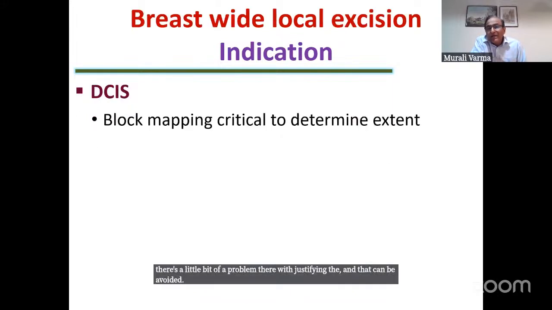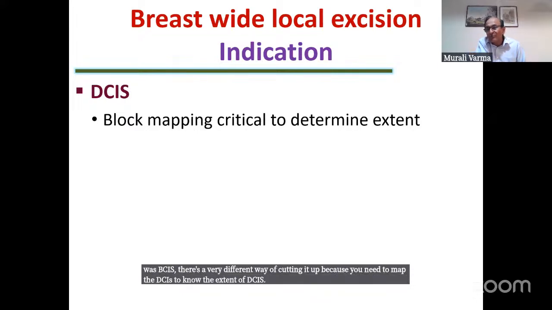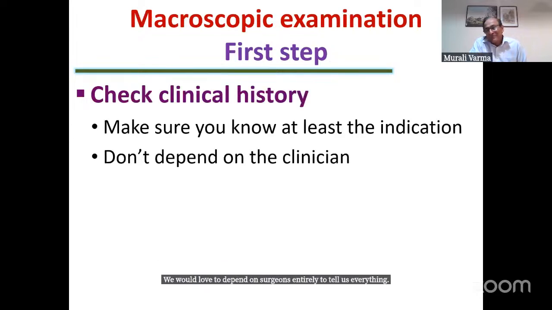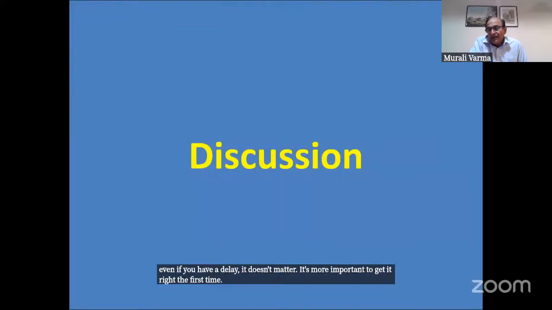In the same way, if the indication for the wide local excision was DCIS, there's a very different way of cutting it up, because you need to map the DCIS to know its extent. That you need to know beforehand. We would love to depend on surgeons entirely to tell us everything, but make sure that you know. Don't depend entirely on the clinician. If you've got the slightest doubt as to what the indication for the surgery was, either check the notes or, if necessary, make a phone call. Even if you have a delay, it doesn't matter. It's more important to get it right the first time. Okay, any comments on that one?